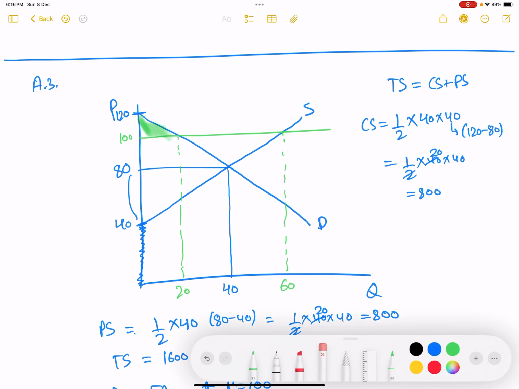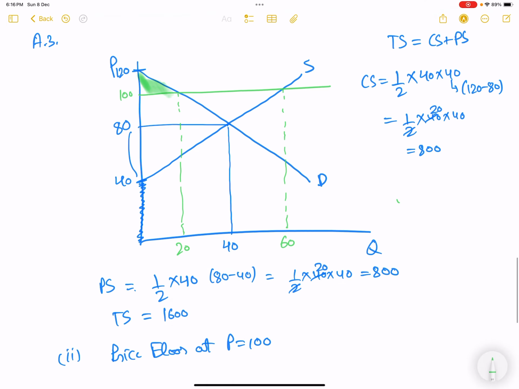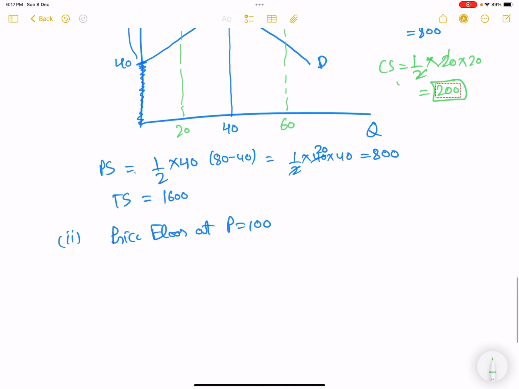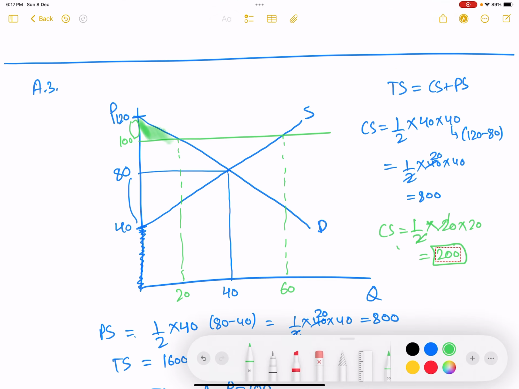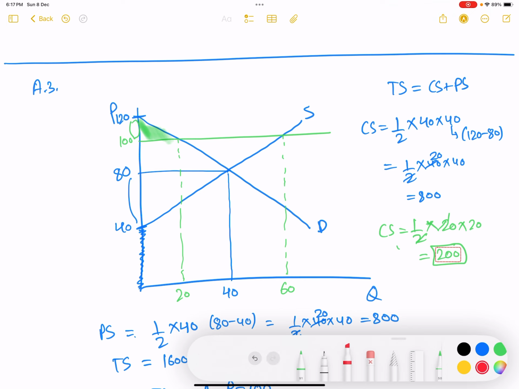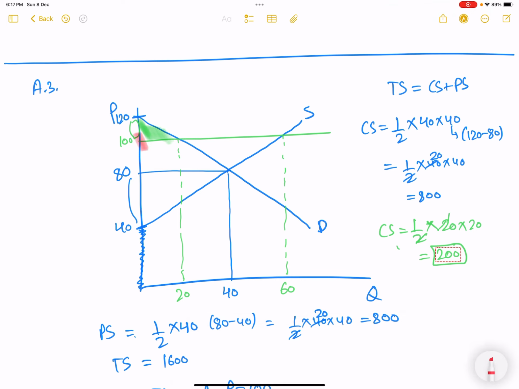Now finding consumer surplus, consumer surplus would be half into base, which is 20, into height. Height is this height, this is also 20. So the consumer surplus comes out to be 200. Now if you want to find the producer surplus, I'm highlighting it. Producer surplus is this whole area.